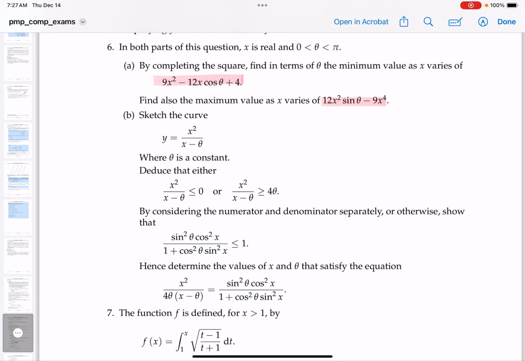Okay, we're on to part B of the question, and it says sketch the curve. I'm going to say a pre-calculus sketch with some refinements from calculus to do that. And then we'll go to the next thing, which is deduce that either blah, blah, blah. Then say consider blah, blah, blah. And we'll do that one step at a time.